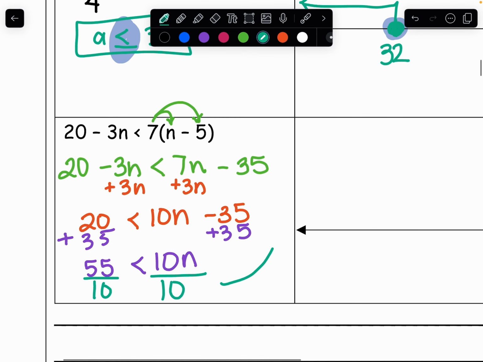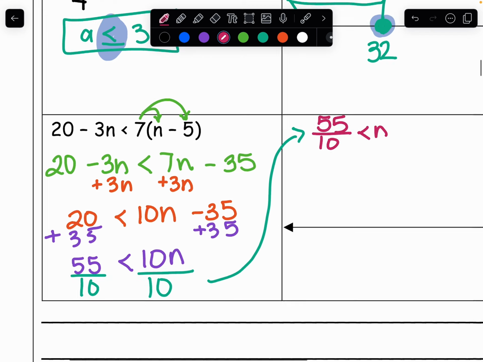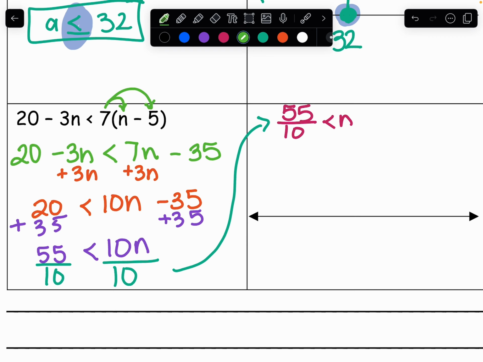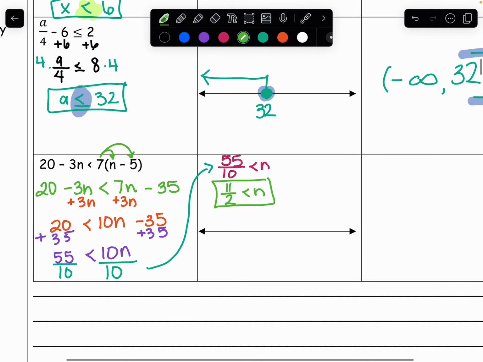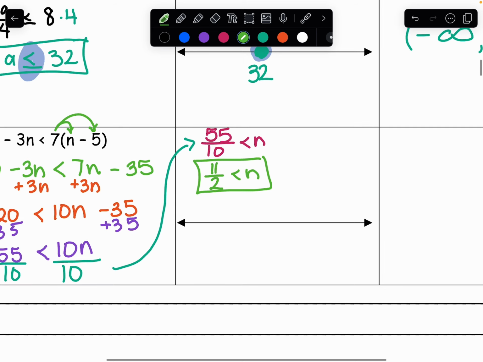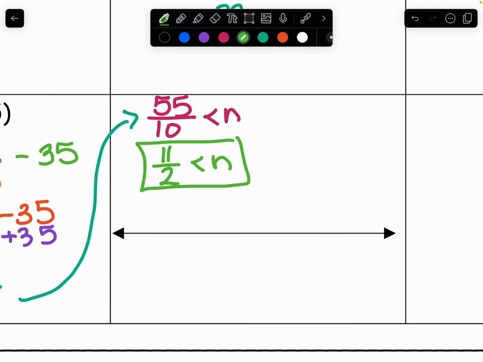I'm just going to bring it over here. So what we get is 55 over 10 is less than n. Well, they both have 5 in common, so when I divide the top and bottom by 5, I get 11 over 2 is less than n. Now be careful. I always like to tell people that the variable is going to switch. So instead of using the inequality for telling you which way to graph, make sure, okay, here's 11 halves. We have an open circle, n is greater than, so we're going to go to the right.